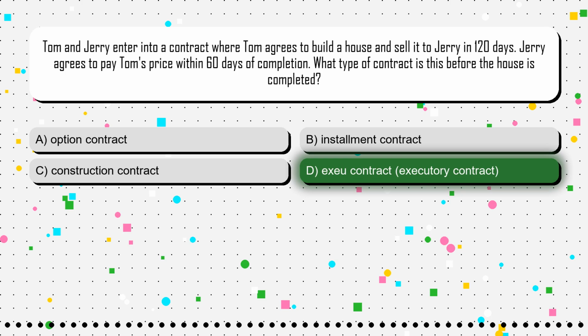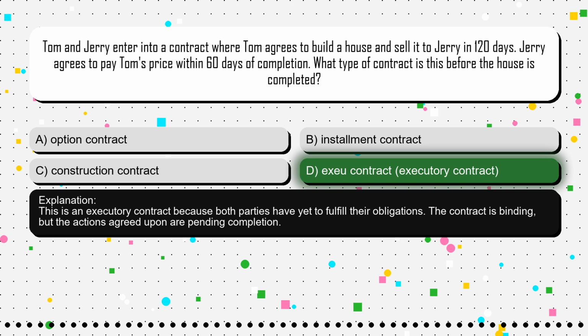The correct answer is option D, executory contract. This is an executory contract because both parties have yet to fulfill their obligations. The contract is binding, but the actions agreed upon are pending completion.